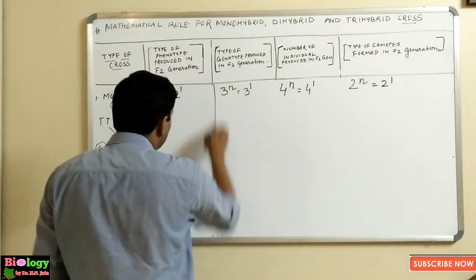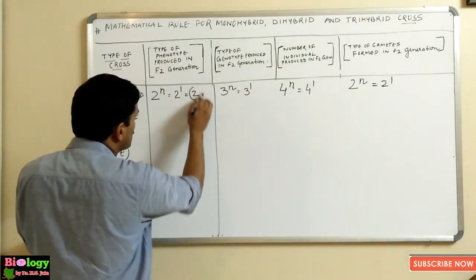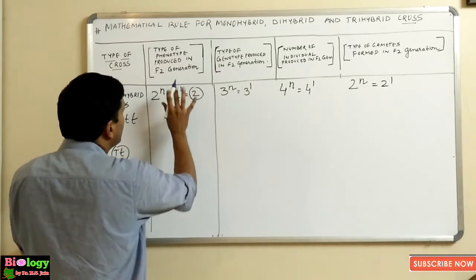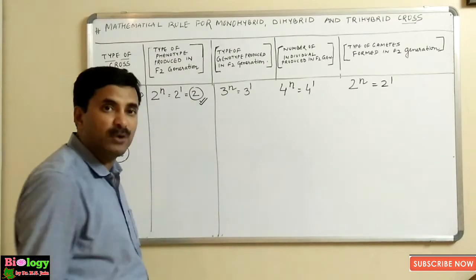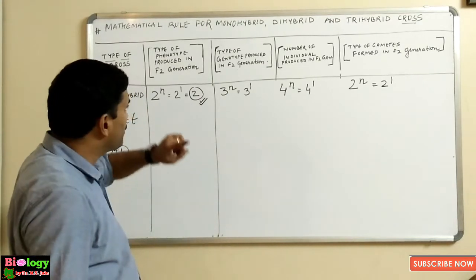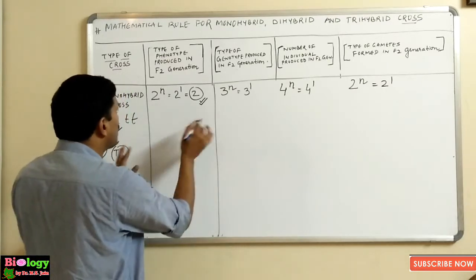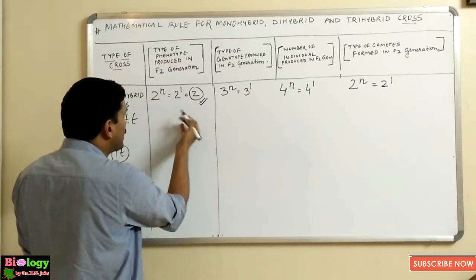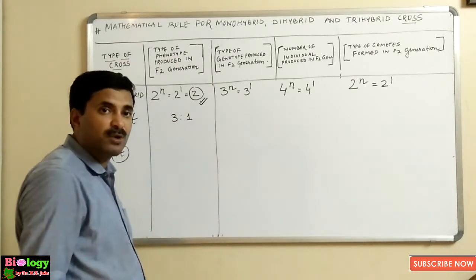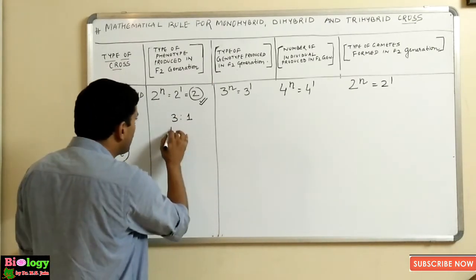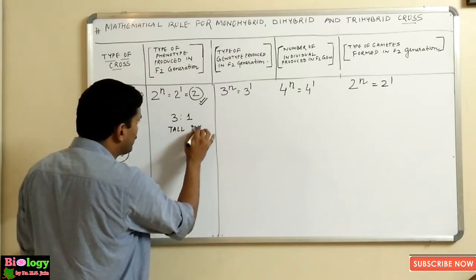Now have a look here, 2 to the power of 1 is 2. It means that 2 phenotypes are produced. Now in the previous videos you have seen the monohybrid cross. When we calculate the phenotypic ratio, what ratio comes out in the monohybrid cross? 3:1. We know very well that 3 were tall and 1 was dwarf.